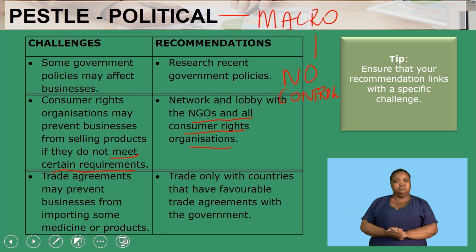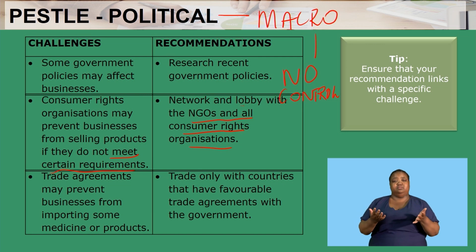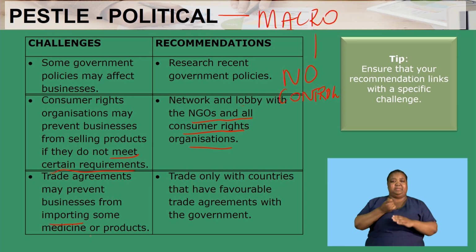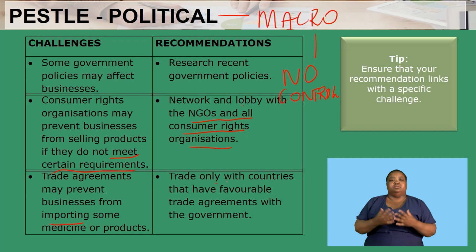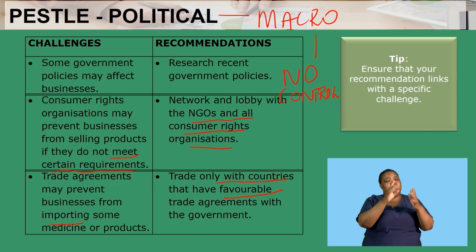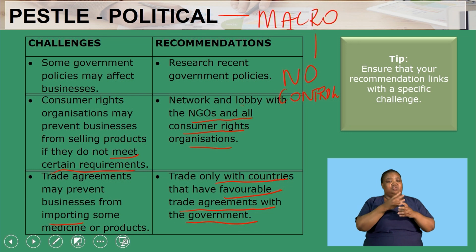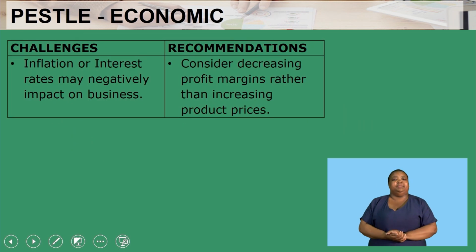Right, and then another challenge for a political environment, trade agreements may prevent businesses from importing some medicine or products. We know there are certain policies that as a business we need to abide by or comply with. We can't just be importing and exporting, so we need to follow the trade agreement. So that becomes a challenge. So the recommendation: trade only with the countries that have favorable trade agreements with the government to avoid all the drama, basically.